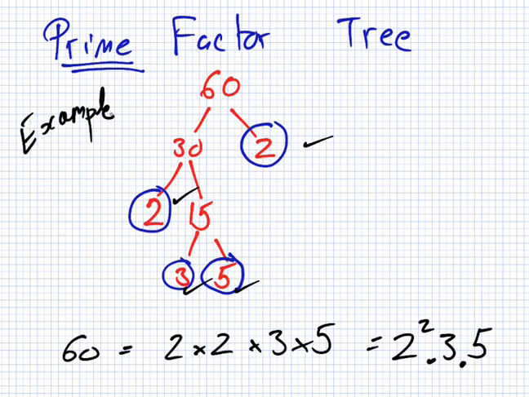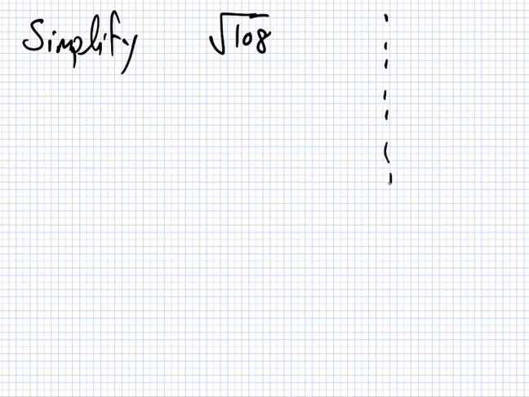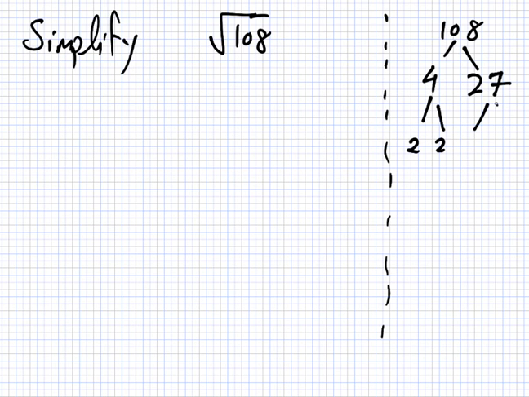Got it? Okay, so let's see, how can we use this for problems with surds? So, first example. Simplify root 108. So what you can do on the side, 108, let me see, that is 4 and 27. 4 is 2 and 2, and what about 27? 3 and 9, and 9 is 3 and 3.